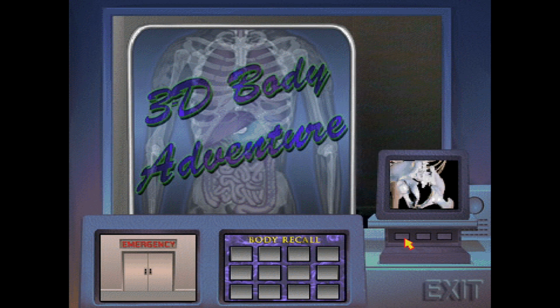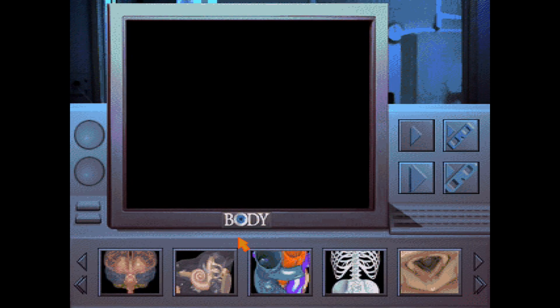Body Theater. To select a movie, click on one of the 5 movie icons displayed across the bottom of the screen. To play the chosen movie, click on one of the 4 play buttons displayed on the right side of the screen. Use the scroll buttons to display additional movie icons.